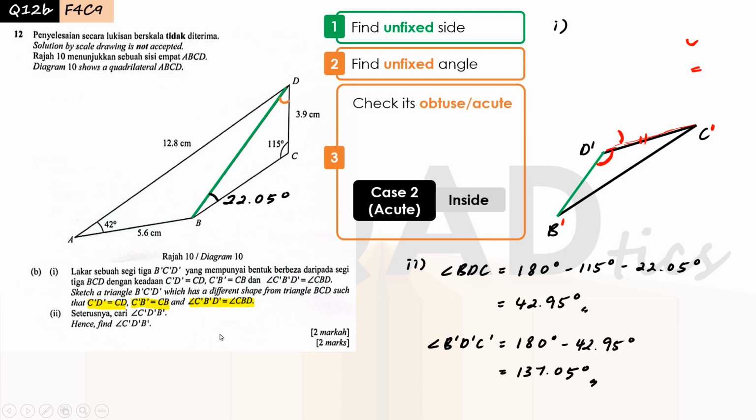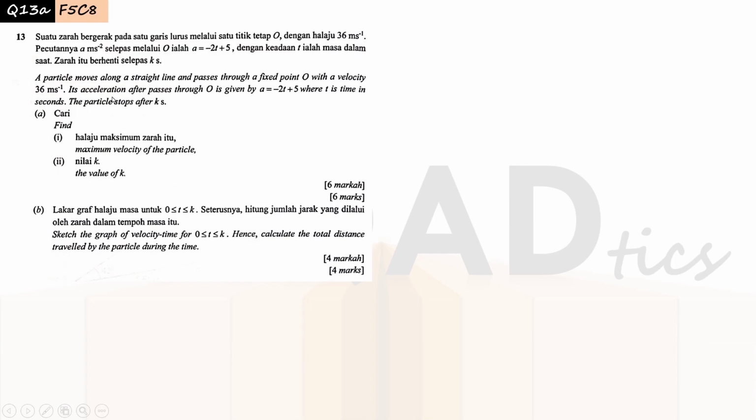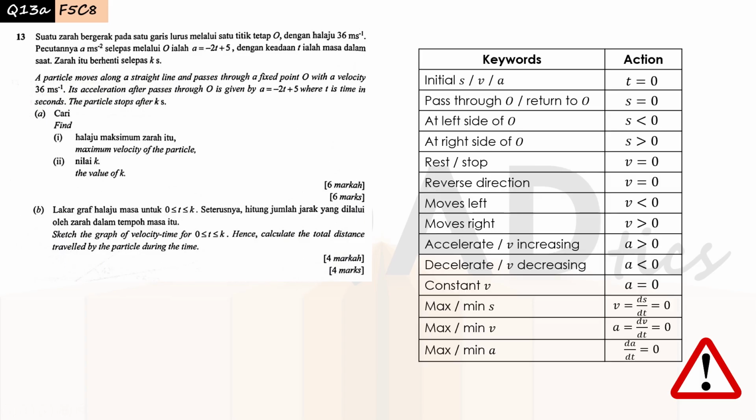Question 13 focuses on kinematics of linear motion, and this is the last chapter for the Form 5 syllabus. Alright, and also in this chapter, if you notice, there will be some keywords that we need to do some certain actions, right? So what I did here is I compiled all the keywords that we need to know, and I also wrote out the actions that we need to do for each of the keywords. Right? So you can screenshot this table and you can use it for revision purposes.